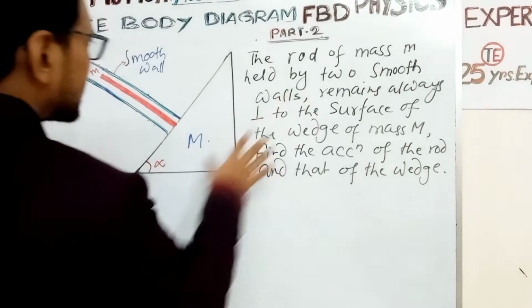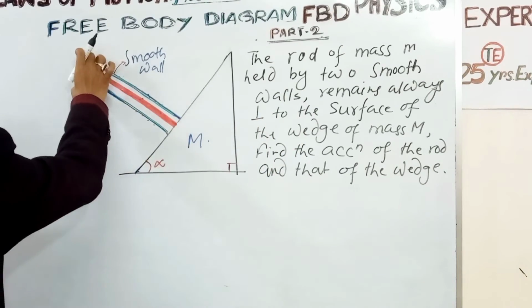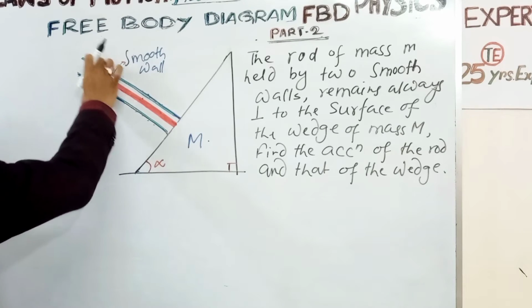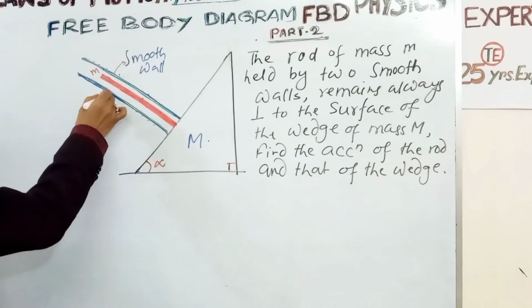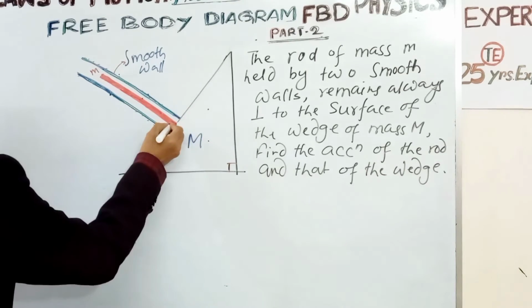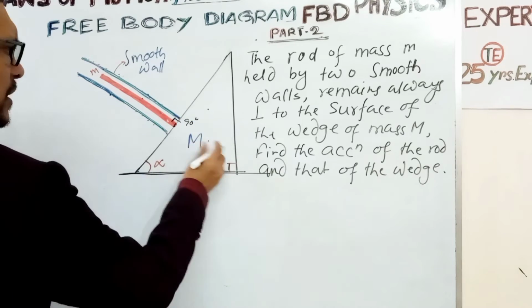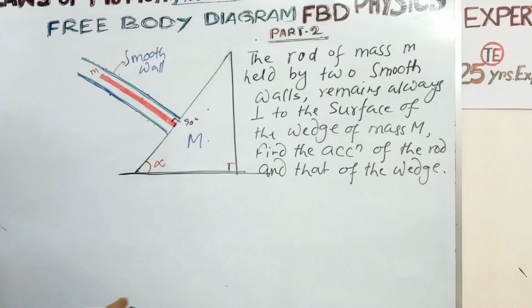Now the next problem is that this is a rod of mass m held by two smooth walls. These are two smooth walls, and the rod remains always perpendicular to the surface of the wedge. This is a wedge and this rod is always perpendicular. This is 90 degrees, always 90 degrees. The mass of the wedge is this. Find the acceleration of the rod and that of the wedge.